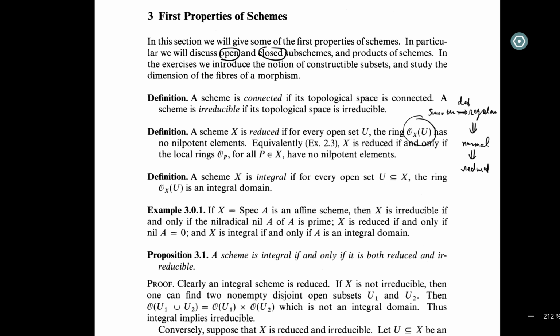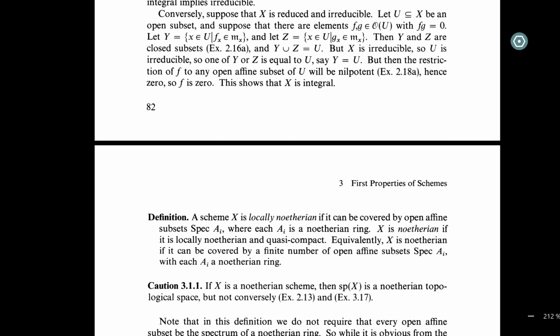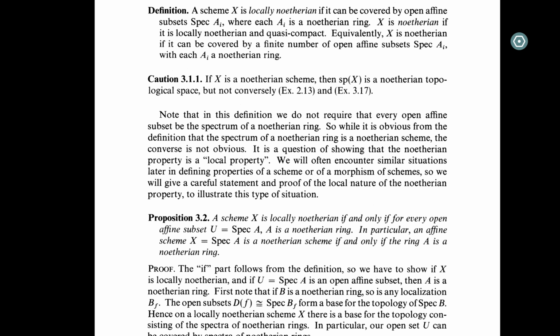A scheme X is integral if the ring O_X(U) is an integral domain for every open U. Actually it's integral if and only if it's both reduced and irreducible. We're not going to detail these parts, and we will come back here later, but at this moment we want to talk about closed immersion and open immersion. Of course, there are many interesting things.